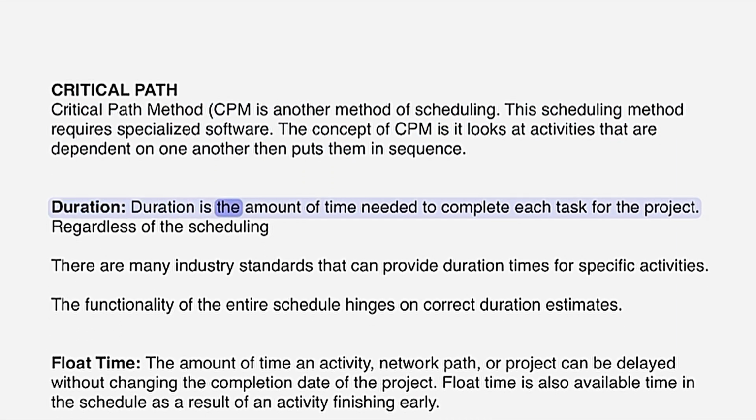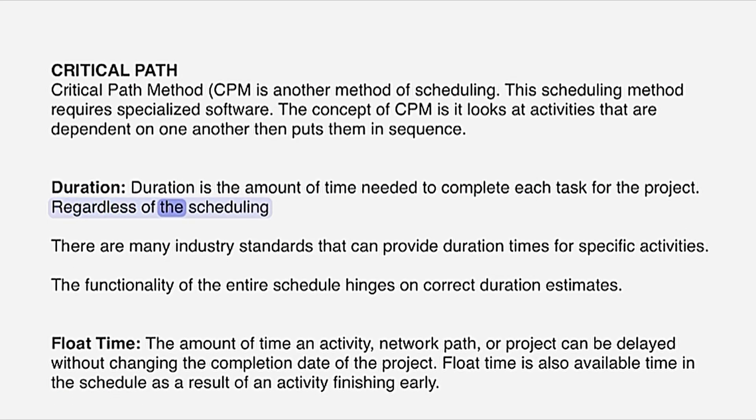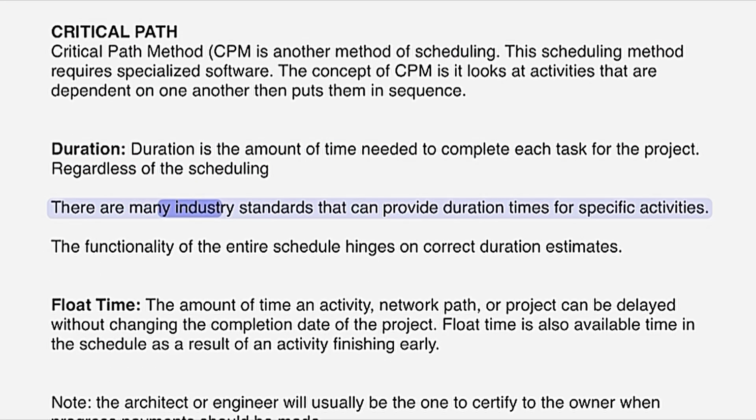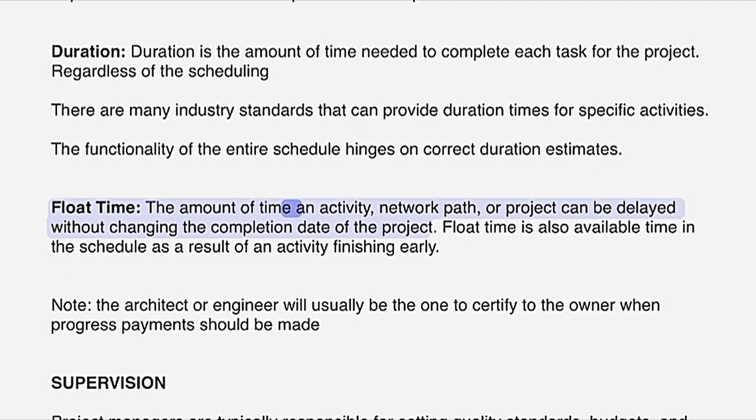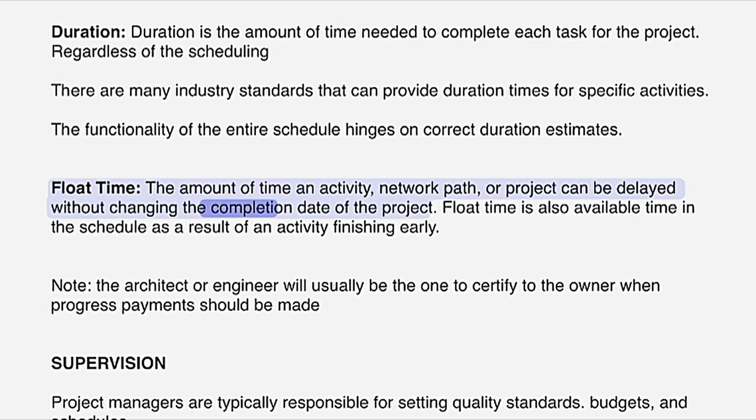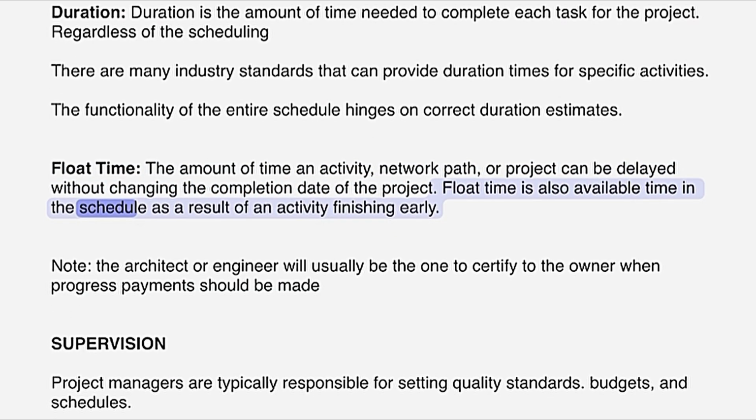Duration is the amount of time needed to complete each task for the project, regardless of the scheduling. There are many industry standards that can provide duration times for specific activities. The functionality of the entire schedule hinges on correct duration estimates. Float time, the amount of time an activity, network path, or project can be delayed without changing the completion date of the project. Float time is also available time in the schedule as a result of an activity finishing early.